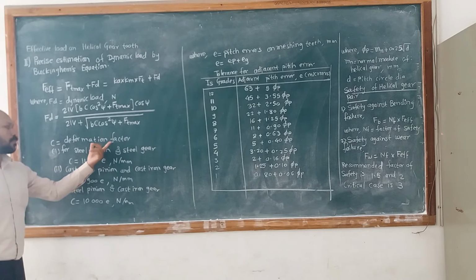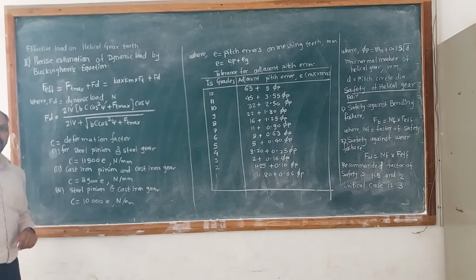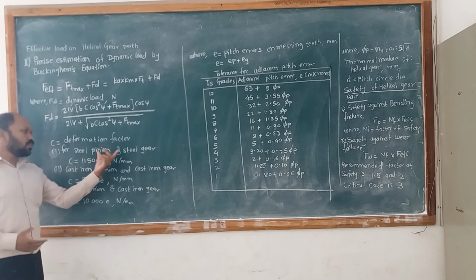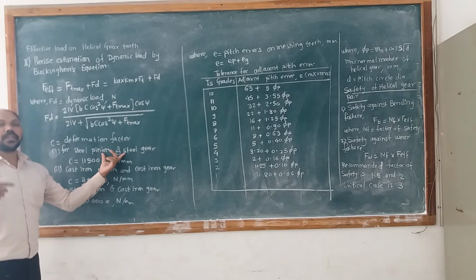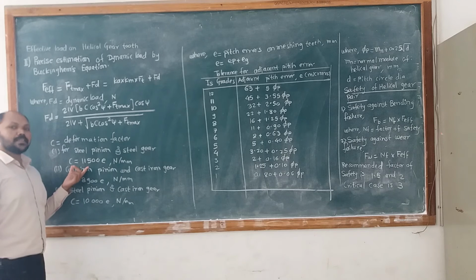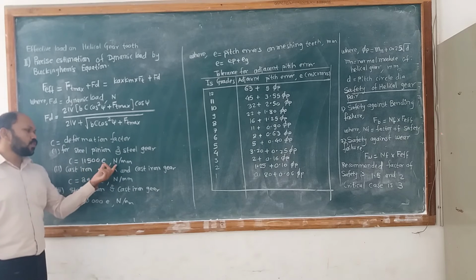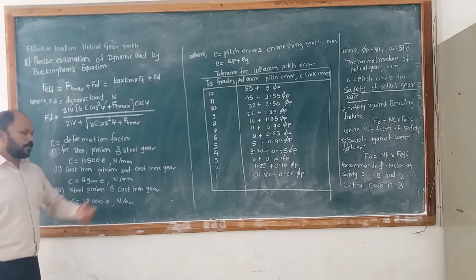C is called the deformation factor. The deformation factor depends on which material you are using. Whether you use pinion and gear, if both materials are steel, use this formula: C is equal to 11,500 into E. This is in Newton per mm.